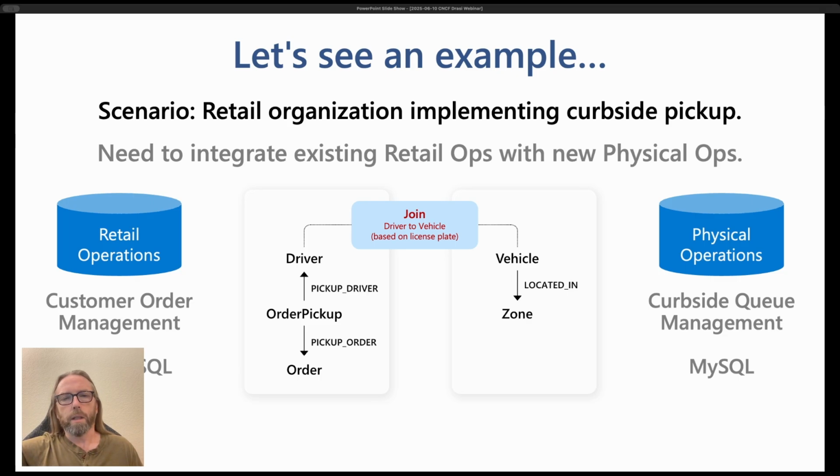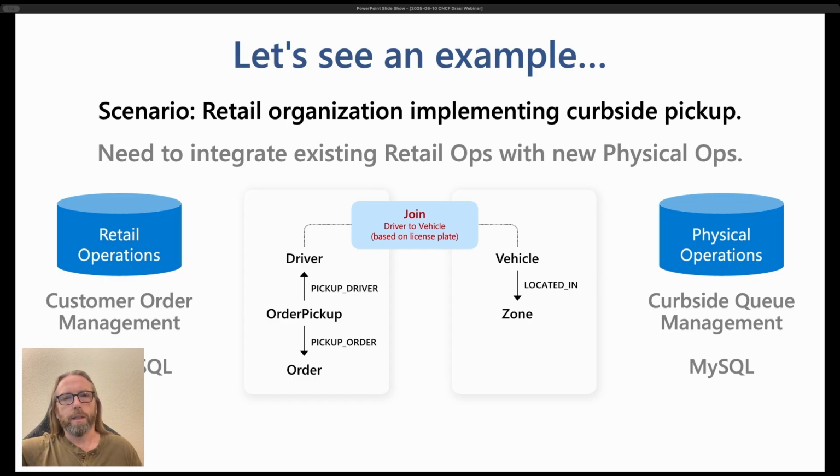In the physical operation system, the central concepts are vehicles and the zones where those vehicles are detected or registered as being. So you can imagine a zone could be the curbside pickup zone, and the vehicle would be identified again by its license plate.